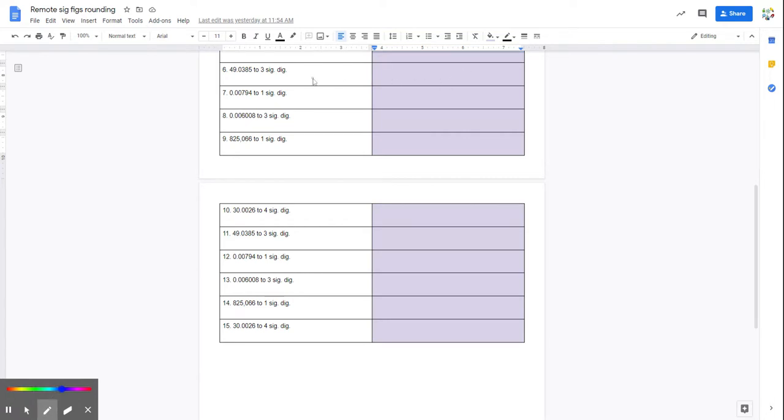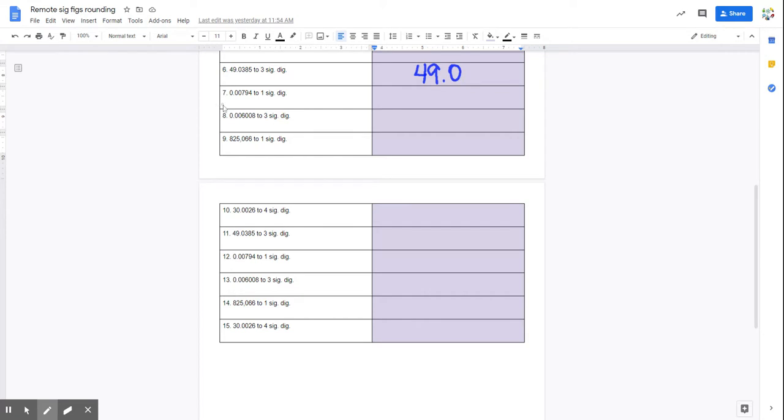So we have number 6, and we're going to round it to three significant figures. So we're going to start counting from the left and go right. Here's our first sig fig, second sig fig, and our third sig fig is the 0. When we look behind the 0, there's a 3. So it stays the same. So our answer is 49.0.